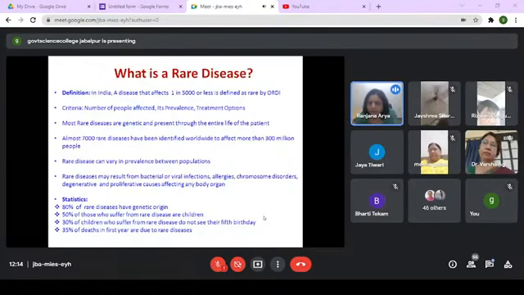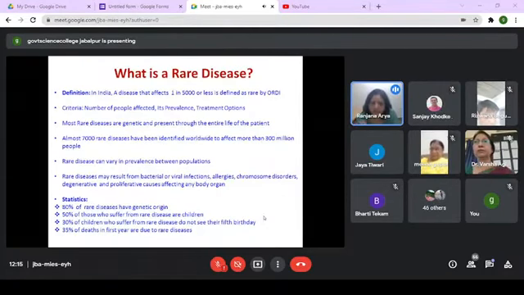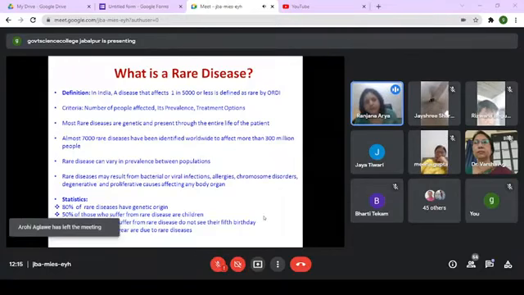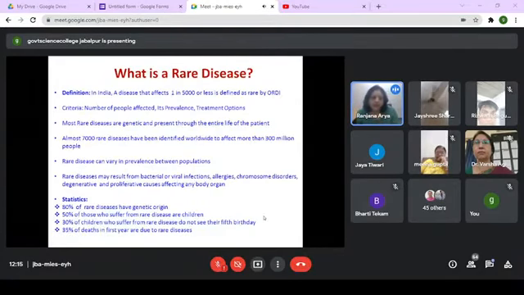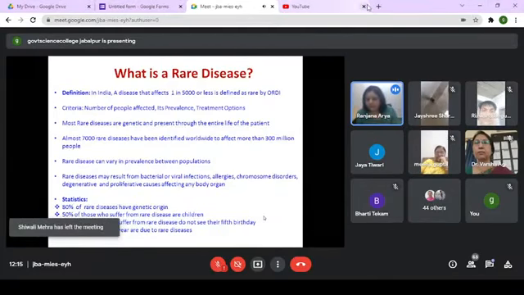So they are very wide in nature, highly distributed across their phenotype, and genotype to phenotype correlation can be sometimes very, very difficult to really understand what that particular disease is talking about. So if you look at the overall statistics of these rare diseases, then almost 80% of rare diseases have genetic origin, and 50% of those who suffer from rare diseases are actually children.